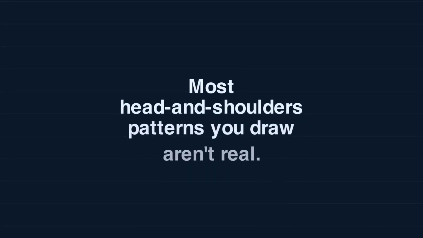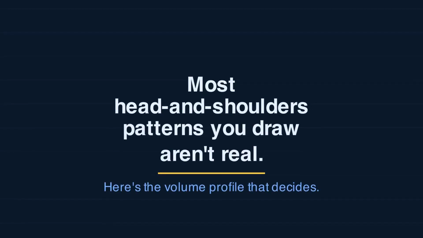Head and shoulders is the most famous reversal pattern in technical analysis. It's also the most over-identified. Traders see any three-bump structure and call it HNS, draw a neckline, and short the break. Most of those breakouts fail because the pattern wasn't actually HNS. It was just three random bumps.